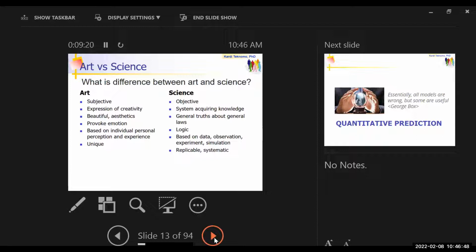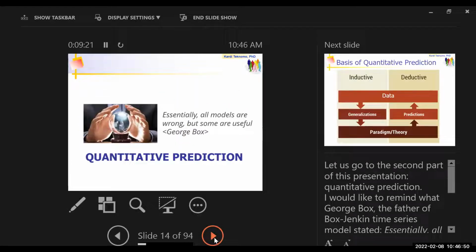Okay, now let's enter the notion about quantitative prediction. There's a quote by George Box here. This is the person who created the Box and Jenkins model for time series prediction. He said essentially all models are wrong, but some are useful. That is very true.